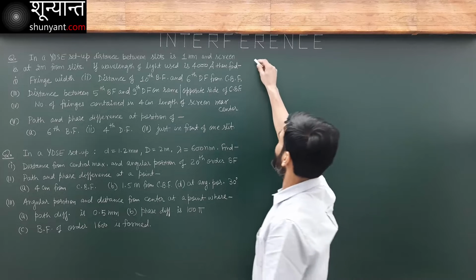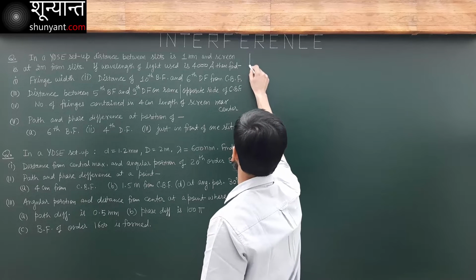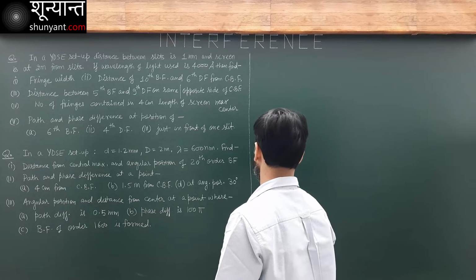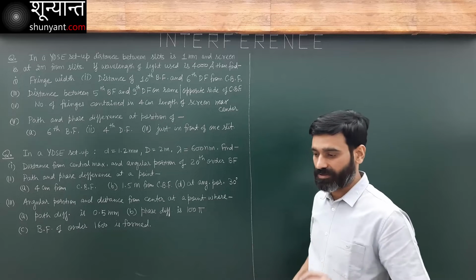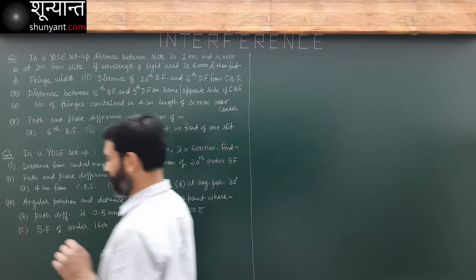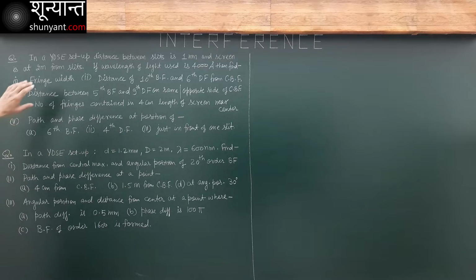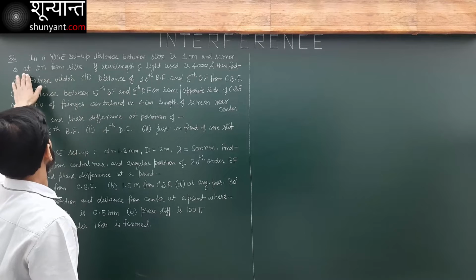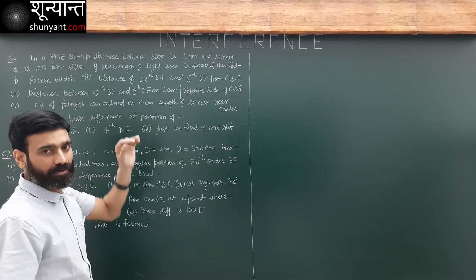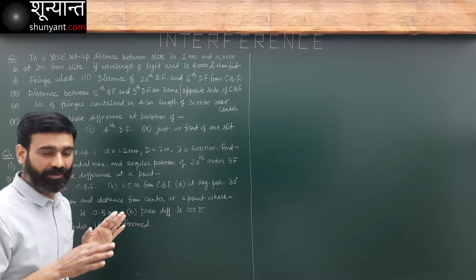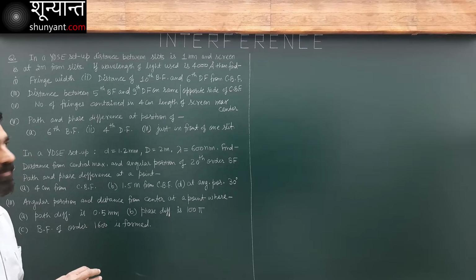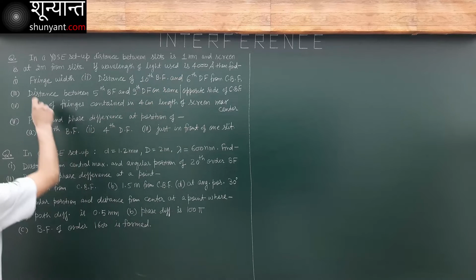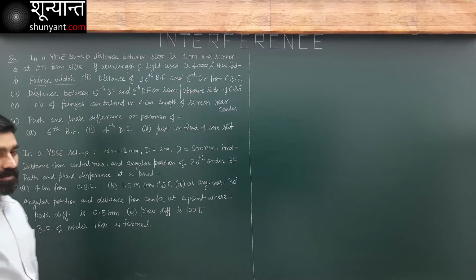If you have that mental picture in your head, you are going to solve it. Let's do this. First of all, let's try to understand the problem. YDSE setup. Distance between slits is 1 mm. Screen is at 2 meter from the slits. Think about the arrangement. What is the normal arrangement of YDSE setup? Wavelength is given 4000 angstrom. Fringe width. The first question is fringe width, directly based on formula.